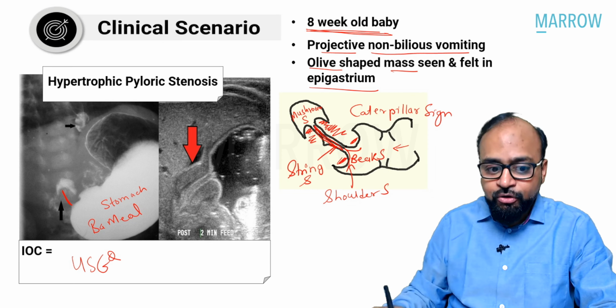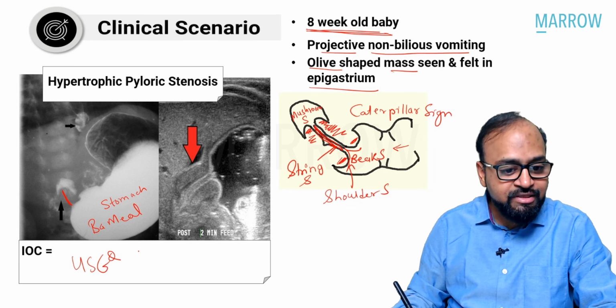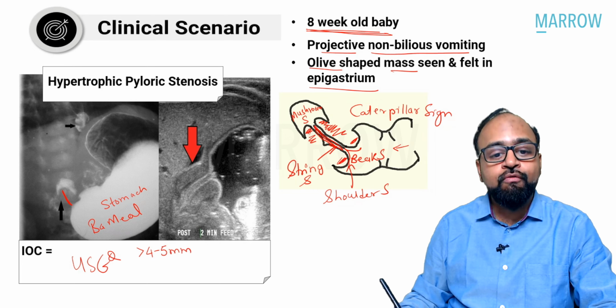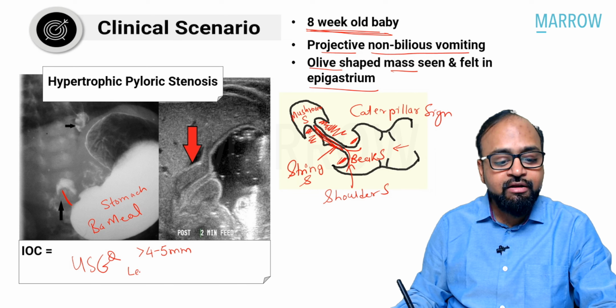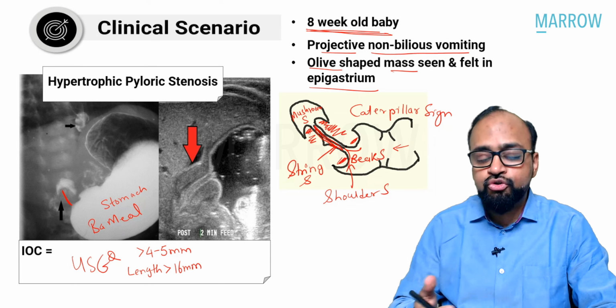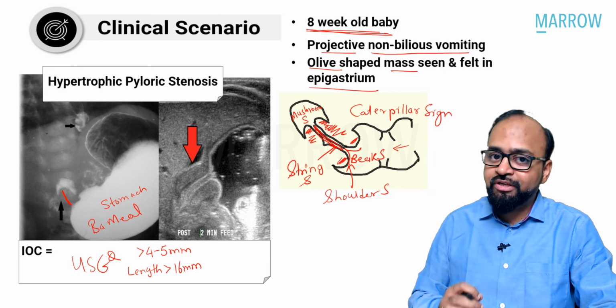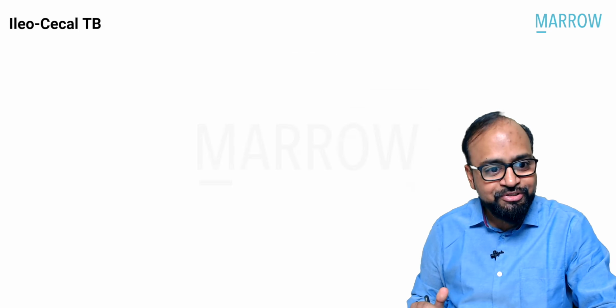The hypertrophic pyloric muscle is usually seen as a muscle thickness of more than 4 to 5 millimeters, and the overall length of the pyloric canal being more than 16 millimeters. These are the criteria on USG which help us make a diagnosis of pyloric stenosis. USG today is the investigation of choice for pyloric stenosis.